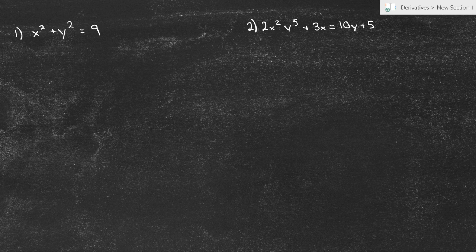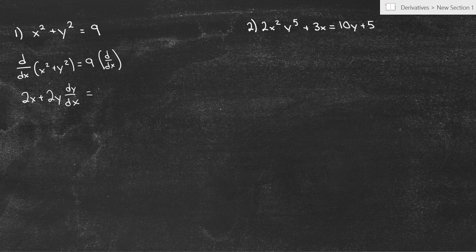All right, so first example, x squared plus y squared equals 9. We've got to differentiate both sides with respect to x. So we're taking d/dx of x squared plus y squared equals 9, and we're also taking the derivative of that side. The derivative of x squared is easy enough, that's just 2x. Plus, we take the derivative of y like normal, so we get 2y, then, because we took the derivative of a y term, multiply by dy/dx. Set that equal to, well, what's the derivative of 9? That's 0.